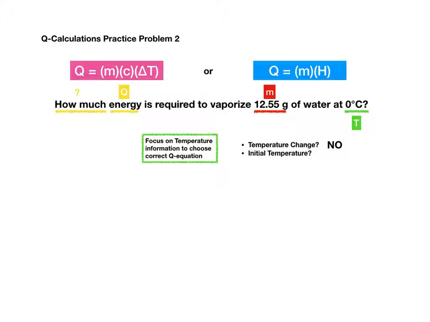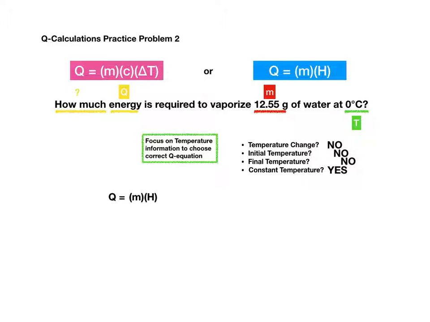Does it represent an initial temperature? No. Does it represent a final temperature? No. Could it possibly mean that the temperature is constant? It says that the process is happening at a particular temperature. So the temperature is constant, which is a clue to which Q relationship. When there's no delta T involved, that means Q equals m times H.